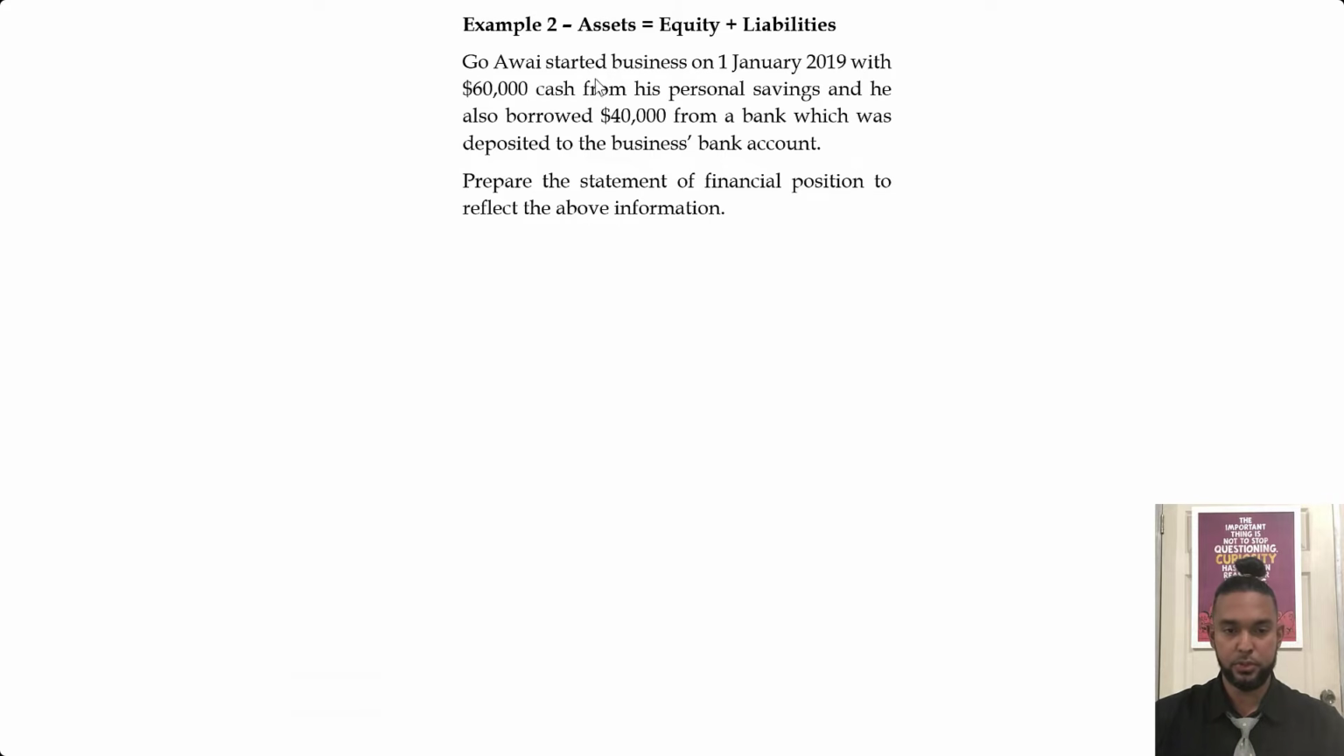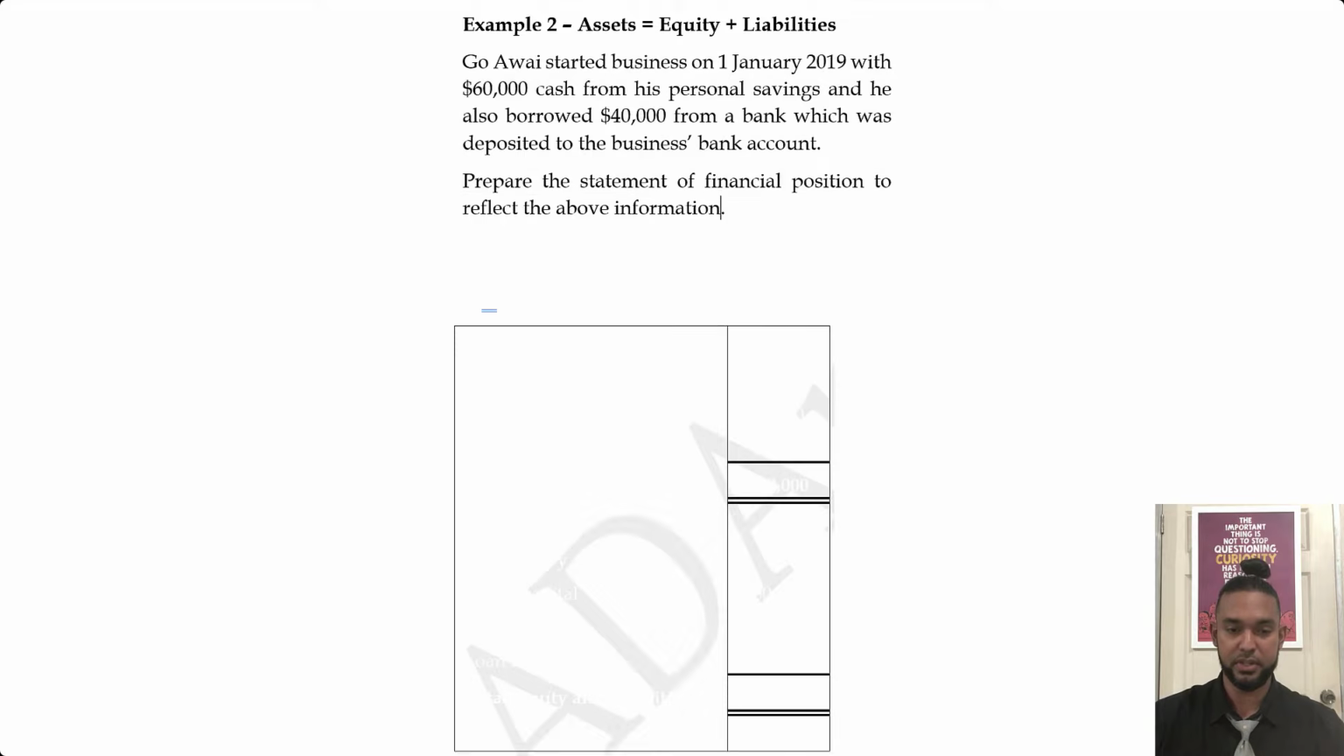Okay, so we have example 2 here. So it says Go or Y. So Go is clearly Luke's cousin. Started business on 1 Jan 2019 with 60,000 in cash from personal savings and also borrowed 40,000 from a bank which was deposited to the business's bank account. So prepare the balance sheet to reflect the above information. Okay, so let's head it up properly. So we know what we need to put. The name of the entity, the name of the statement, and the period to which it applies.